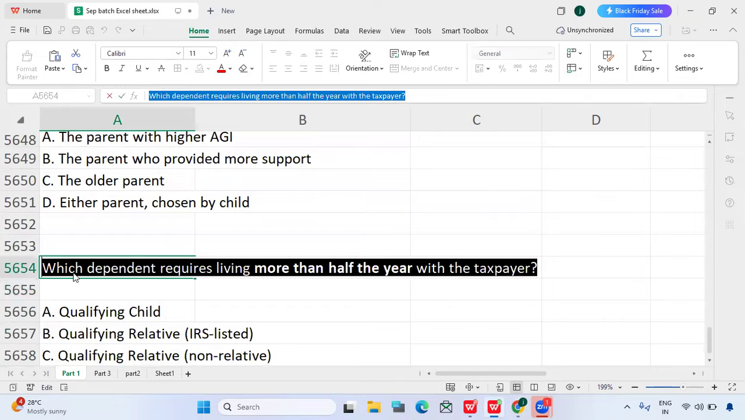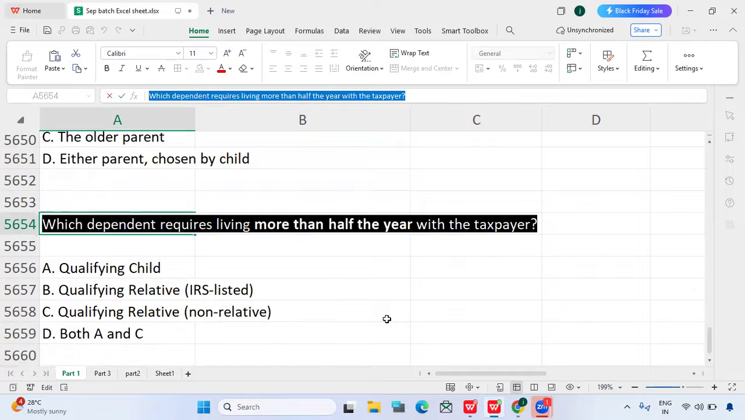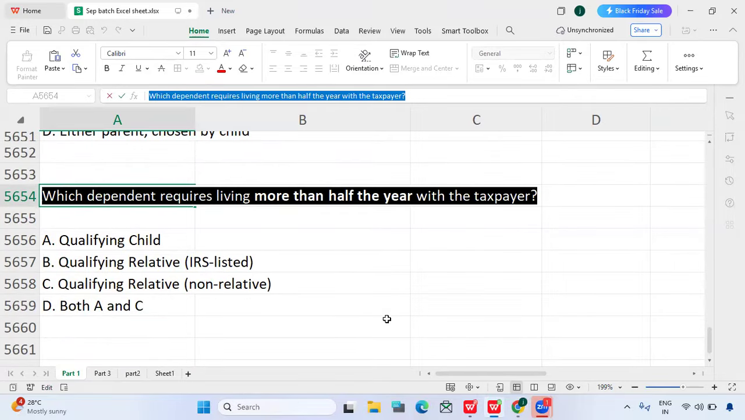Which dependent requires living more than half the year with the taxpayer? A, qualifying children; B, qualifying relative; C, qualifying non-relative; D, both A and C. Think and let me know. Both A and C, option D. Yes.